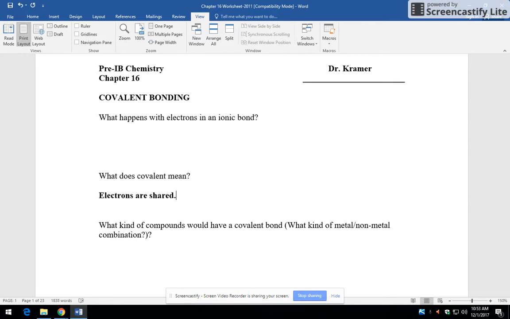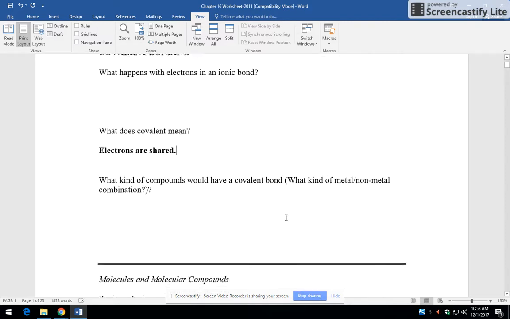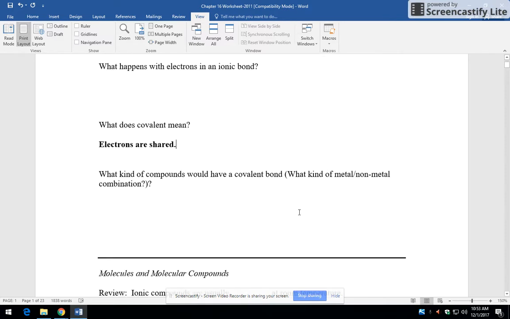But you have to think about compounds where sharing is going to be the only way that elements are going to be willing to interact with electrons. So what kinds of compounds would have that kind of a bond? What kind of metal-nonmetal combination would you expect? For that, I want you actually to write down what you think. And I want you to do it now, even though we might indicate what the answer is a little bit later, just to see how your first guess is. So take a moment and do that.